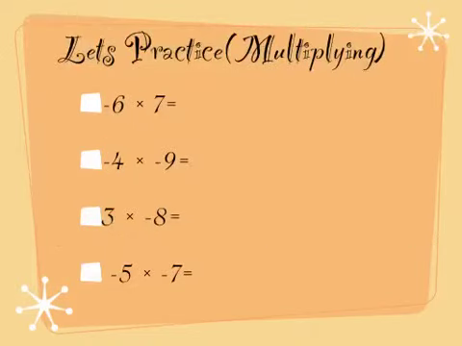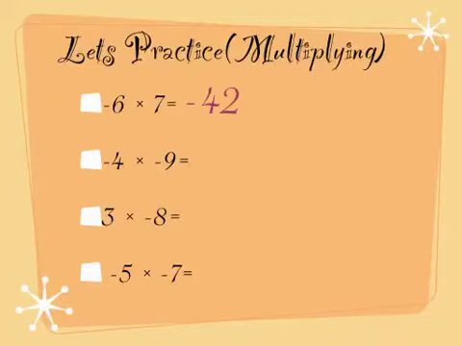Let's practice multiplying. The first example, we have a negative 6 times 7. In this case, our signs are different. We have a negative 6 and a positive 7. Well, so we know our answer is going to be negative because we have different signs. And 6 times 7 is 42.